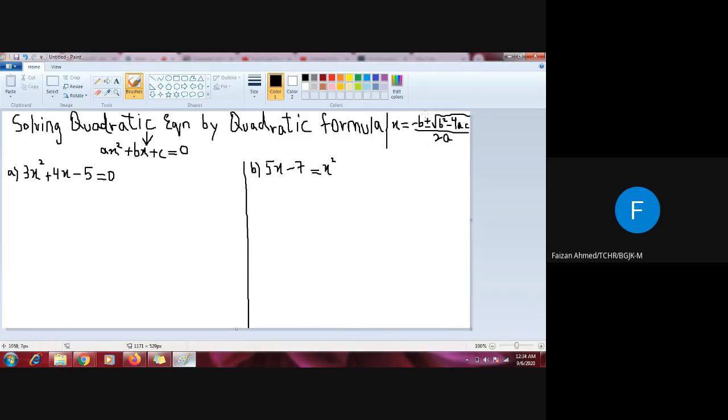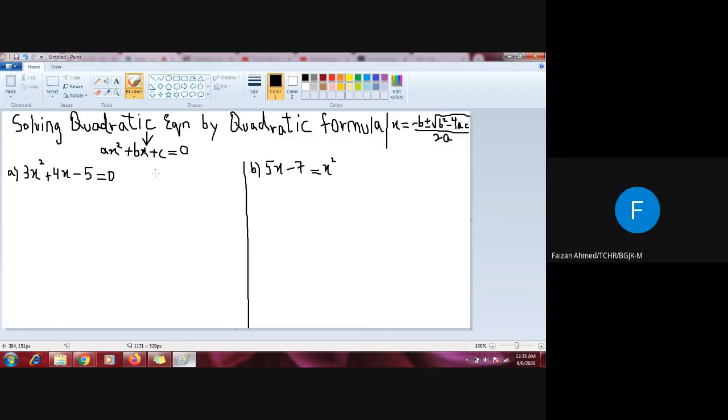The other question is, what are basically a, b, and c? You know that the standard form of a quadratic equation is ax square plus bx plus c equals 0. A quadratic equation is an equation which has the highest power of the variable equal to 2. The coefficient of x square is called a, the coefficient of x is called b, and c is a constant because it has no x with it.